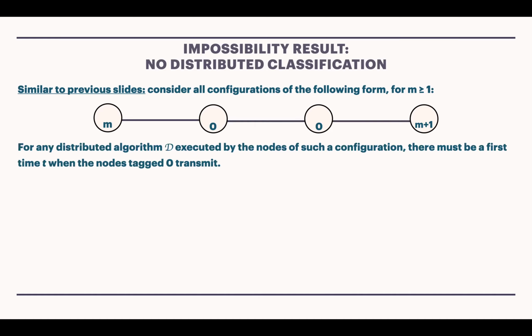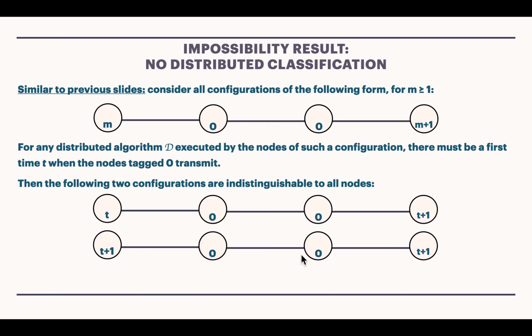Then we're going to assume there's some distributed algorithm D running in these networks. Similarly, we know there must be a time t when the nodes with tag 0 eventually transmit. We're going to consider the first such time t. But then we can set up the following two configurations, which will be indistinguishable to all nodes running algorithm D. The reason is that in time slot t, in both cases, the two middle nodes are going to transmit.